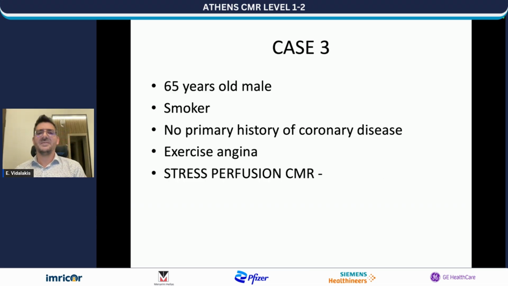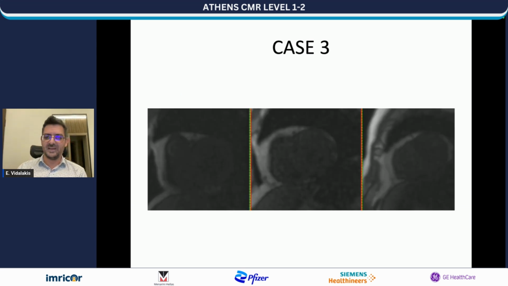Let's move to the third case. Here we have a 65 years old male. He's a smoker, but he has no previous history of coronary artery disease. In the last few months, he developed exercise angina, and he was sent to our department for stress perfusion cardiac MRI.